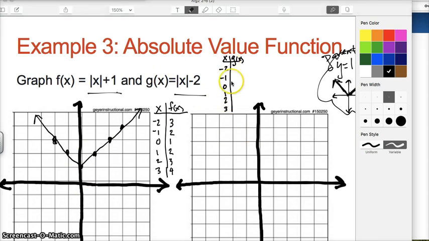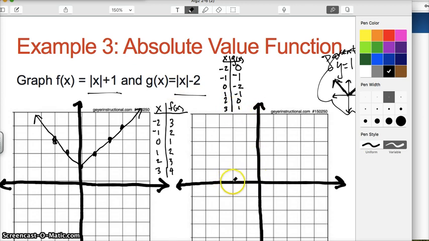I've chosen some of the same values, and when I plug it into the equation, if I plug a -2 in here, I get 2 minus 2, which is 0. If I plug a -1 in here, I get 1 minus 2, which is -1. If I plug a 0 in there, 0 minus that is a -2. Plug a 1 in, I get a -1. Plug a 2 in, I get a 0. And plug a 3 in, I get a 1. So I'm going to graph these values.